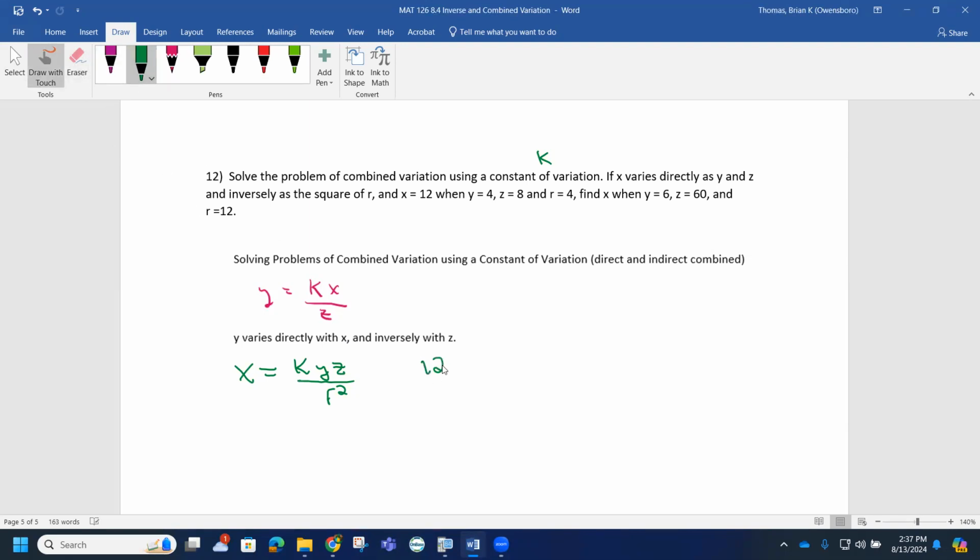So 12 goes in for x. We don't know what k is. The y was 4. The z was 8. And the r was also 4, but it's going to be squared. So I'm going to flip this around a little bit and do some math here. So k, and I have 4 times 8. And notice that 4 squared means 4 times 4. So I'm going to just leave that as 4 times 4, and then you have this 12 over here.